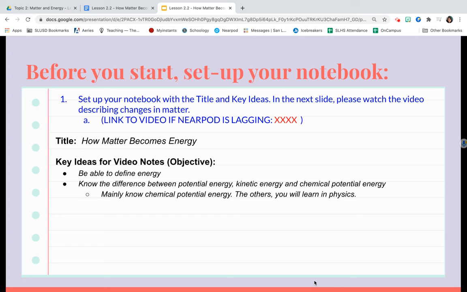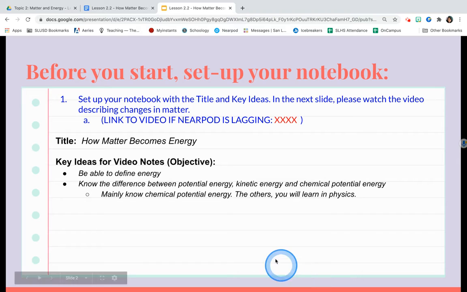All right, so from lesson 2.1, we know that matter can change into other stuff. And specifically, the most interesting thing is that matter can change into other types of matter through chemical changes. Now, when something goes through chemical changes, sometimes it releases energy. So, in this lesson, we're going to focus on the types of energy that matter can become.